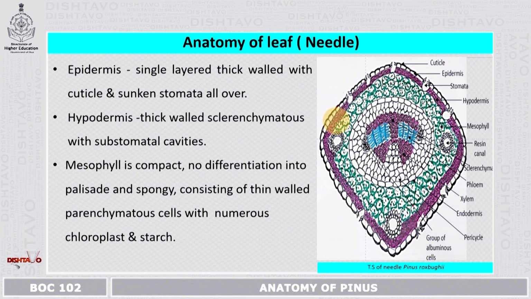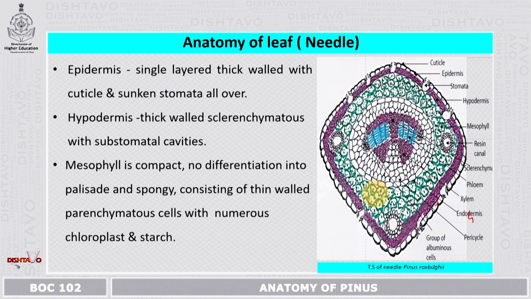Inner to the epidermis, this pink colored layer that you can see here is the hypodermis, which is sclerenchymatous, with the presence of substomatal cavities interrupting it. Inner to the hypodermis, you can see the mesophyll region. The green colored tissue is the mesophyll region, which is very compact. There are no intercellular spaces, and it is not differentiated into palisade and spongy tissue, consisting of thin-walled parenchymatous cells.